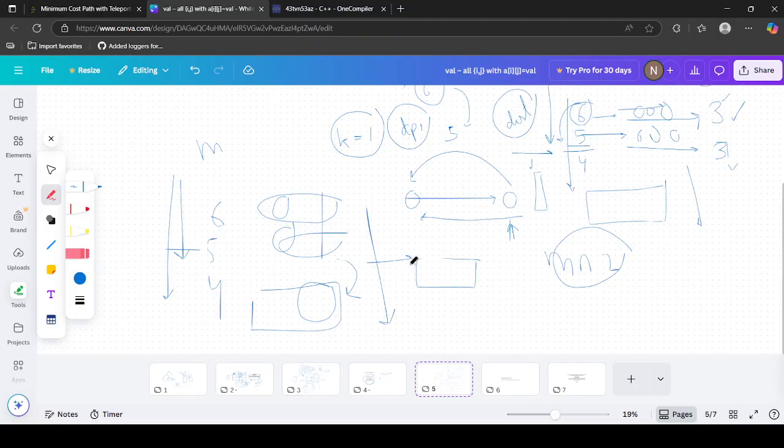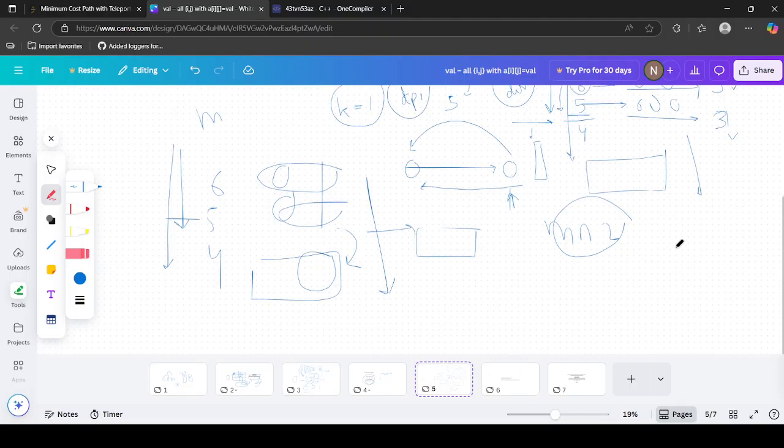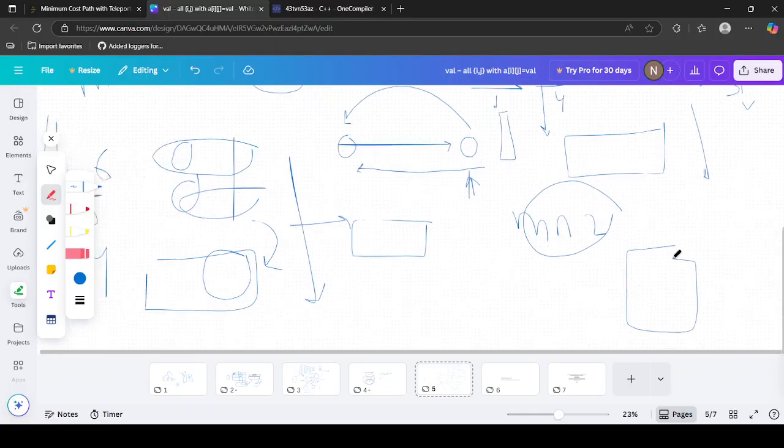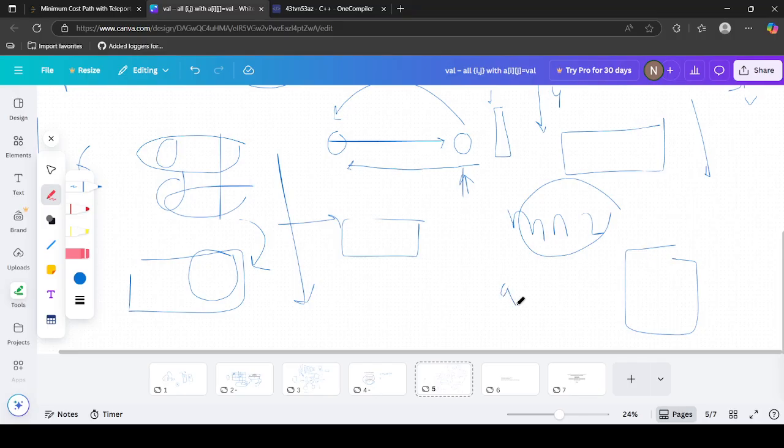And also, what is the initial vector? The initial vector represents the cost to reach only, right? For example, let's assume the initial one is a, and a of 0 comma 3 is 10. So what does it mean? Does this mean that the answer to reach 0 comma 3 is 10? No, it is simply the value at 0 comma 3, but not the answer.